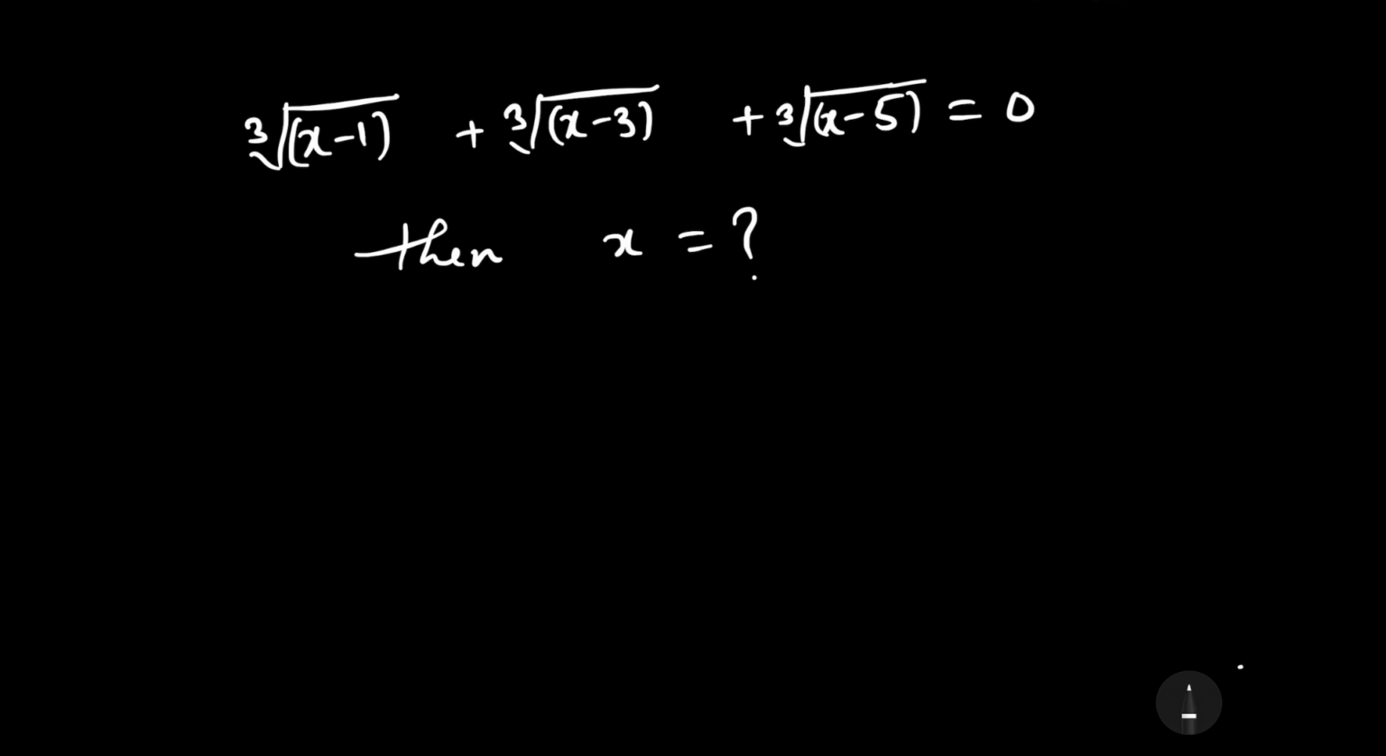Our question is: the cube root of x minus 1 plus the cube root of x minus 3 plus the cube root of x minus 5 is equal to 0. Then we have to find the value of x.